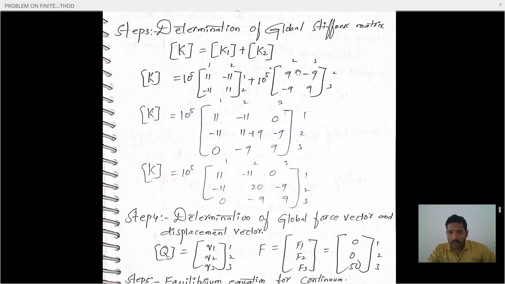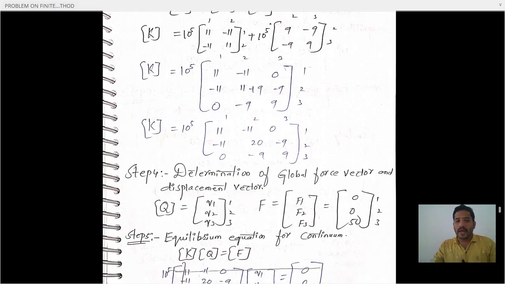Second node to the third node is how much? Minus 9. Okay. Third node to the first node, is it available here? Not available. If it is not available, it will be considered as 0. Third node to the second node is how much, dear? Minus 9. Third node to the third node is how much? 9. Again, this 11, minus 11, 0, minus 11, 11 plus 9 is 20, minus 9, 0, minus 9 and 9. So we got the value of the global stiffness matrix K.